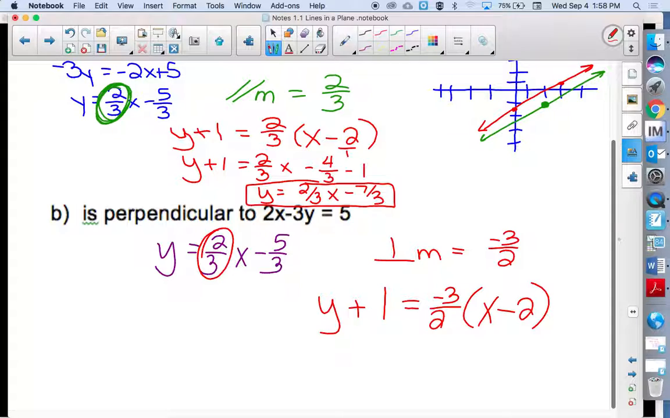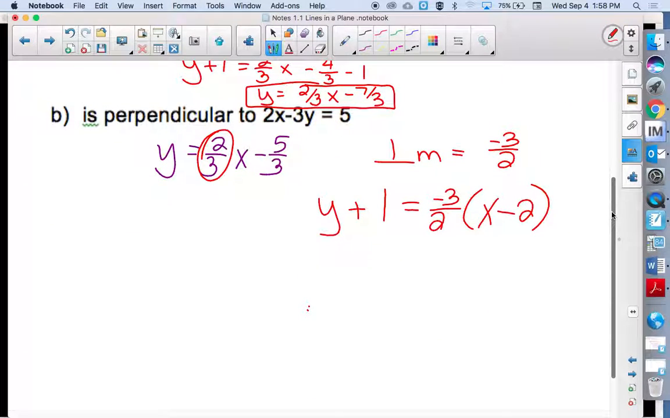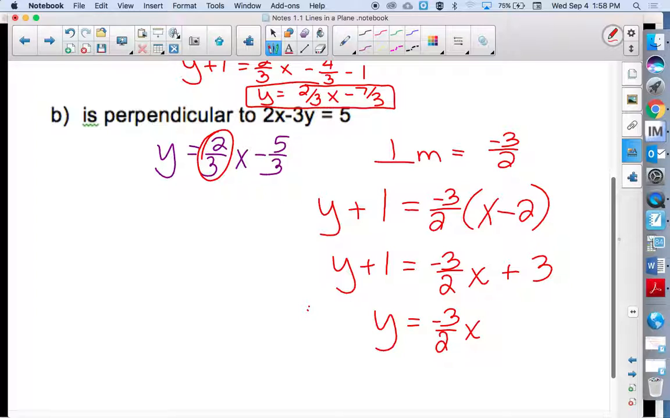So slope is different because we're dealing with a perpendicular versus a parallel line. But you're plugging in the same ordered pair because I want that line to go through that same point. And you take -3/2 times -2, you get a +3. Questions? So when you're finding parallel and perpendicular lines, you're using just the slope of the original line, not the y-intercept, because you got a new point that you're trying to cross.